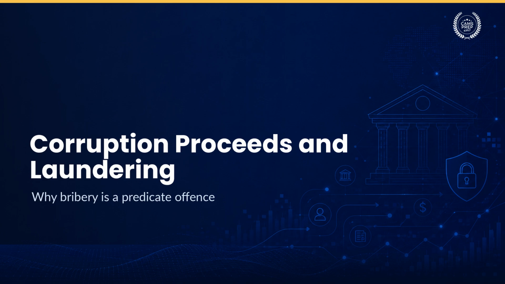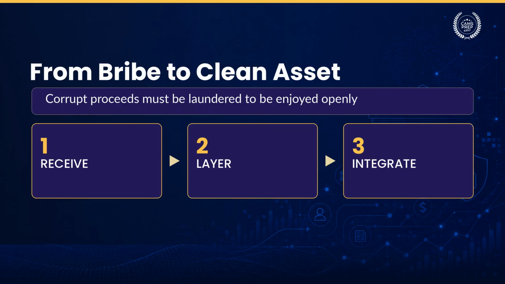Let's connect corruption to money laundering. This link is fundamental. Corruption generates illicit proceeds that must be laundered before they can be enjoyed openly. That is why bribery is a predicate offense and why financial institutions are on the front line. The cycle follows the classic 3 stages. In the receive stage, the corrupt official obtains the bribe, often through an intermediary or shell company. In the layering stage, funds move through multiple accounts, jurisdictions, or corporate structures to obscure their origin. In the integration stage, the official enjoys the proceeds as apparently legitimate wealth, real estate, investments, luxury assets. Your role as a compliance professional is to detect these flows at every stage.